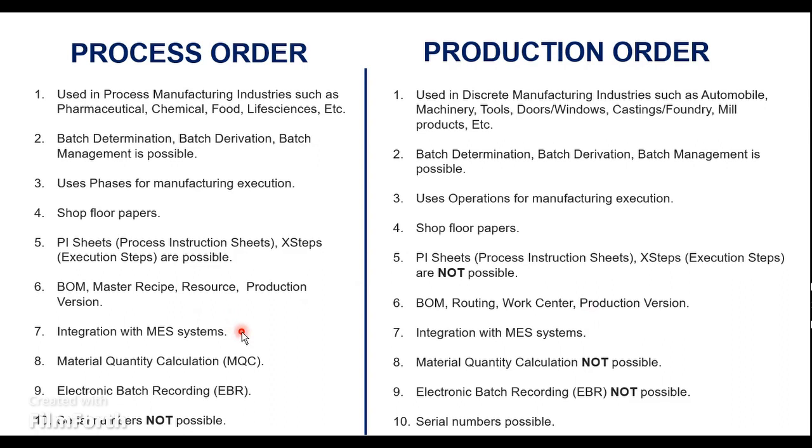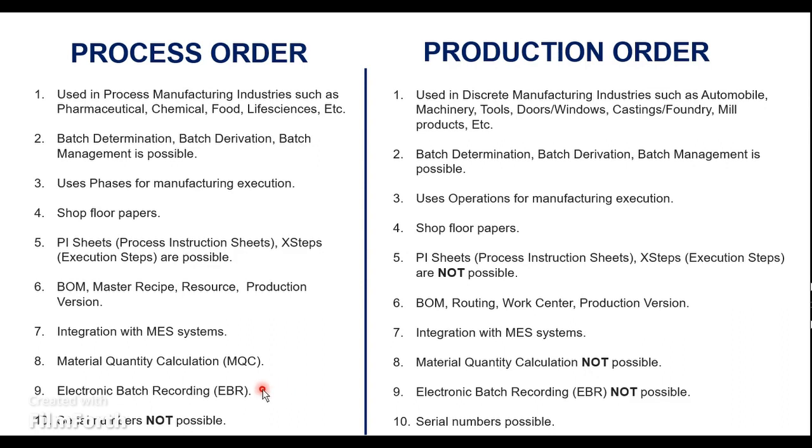And then the next point is the integration with manufacturing execution systems, or the MES systems. So it is quite possible with these two orders, the process orders and the production orders as well. And the next feature we have here is the material quantity calculation. So the MQC is feasible in the process order, and it's a standard functionality. But in the production order, we will not have the functionality of the material quantity calculation. Why? Because the MQC works on the determination of a component quantity based on the characteristics of a particular batch. So this is quite important when we are into the pharmaceutical or the chemical or maybe the life science industry, right?